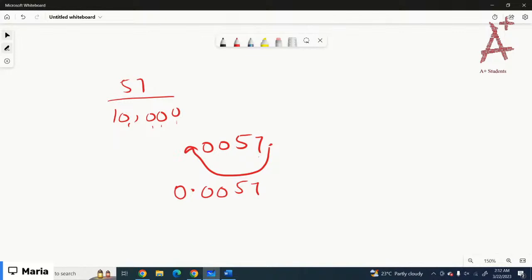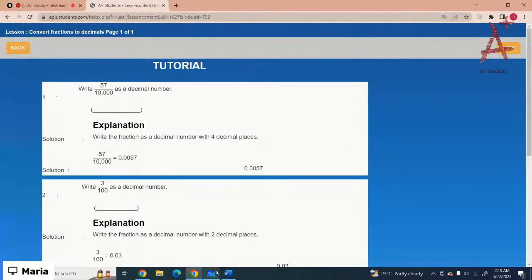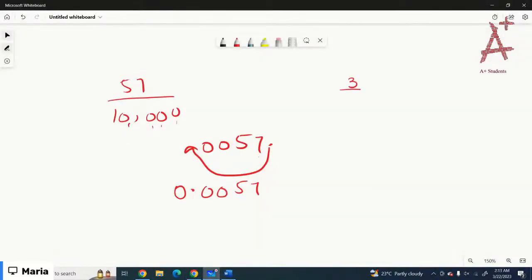Okay, let's just do another example. The next one is 3 divided by 100. So see, we have two zeros in the 100. Got it? So you have to move the decimal point two places left. You have just one digit. Add another zero and move the decimal point from here to here. It would be then 0.03. Got it? Let's just start with the practice questions.